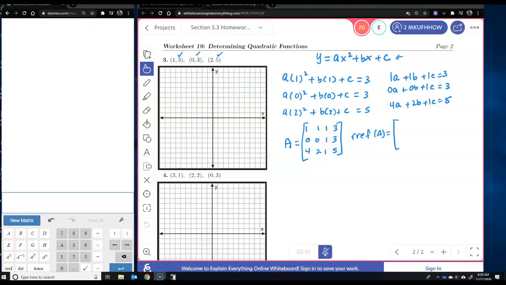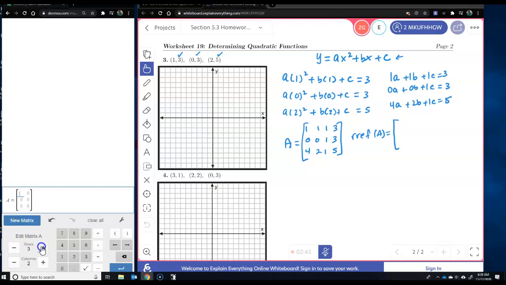And we're going to use a matrix to go ahead and type in a new matrix. It's 3 rows by 4 columns. So we have 1, 1, 1, 3, 0, 0, 1, 3, and then the last one is 4, 2, 1, 5. Press enter.